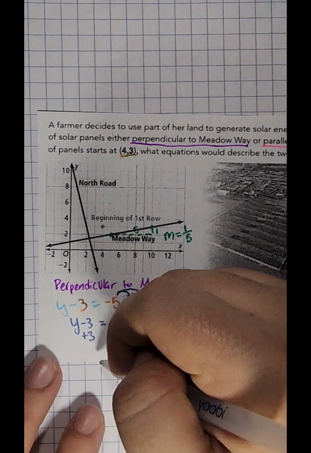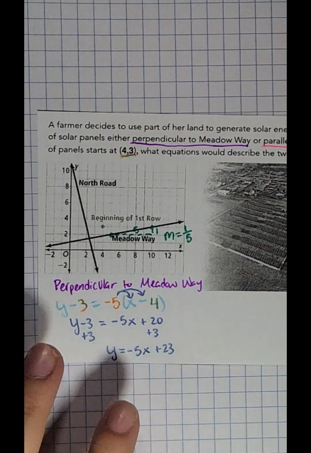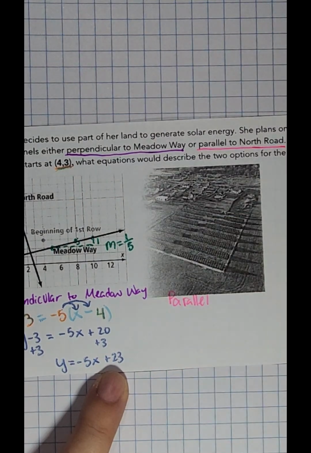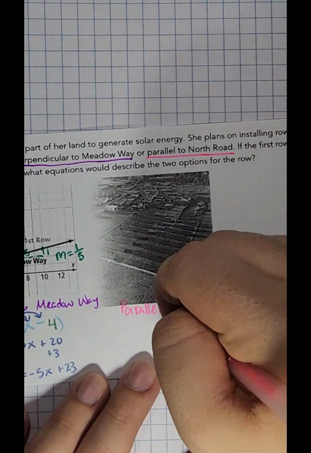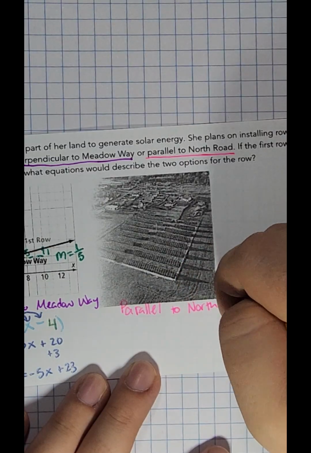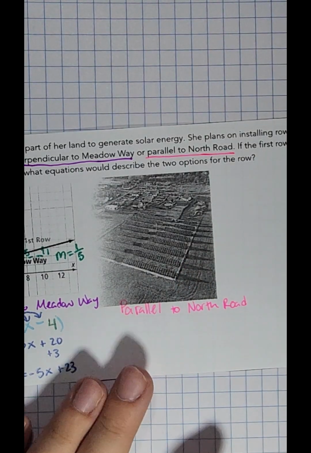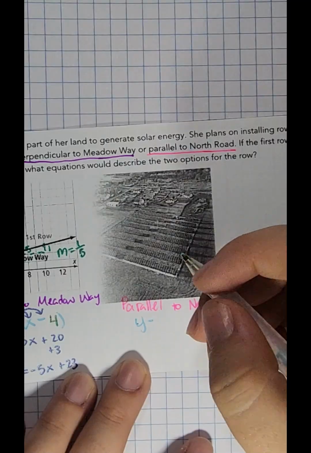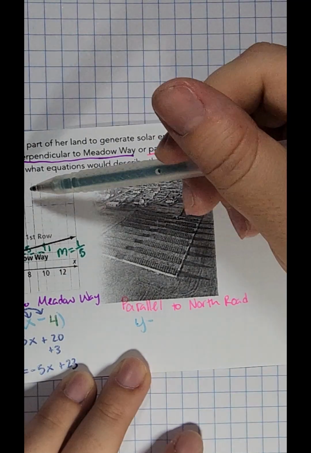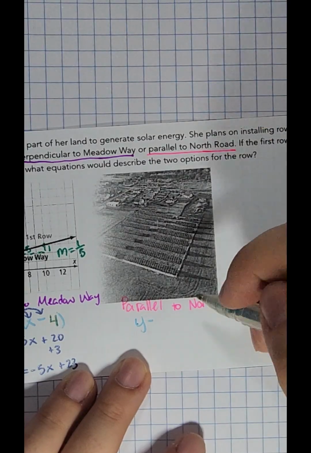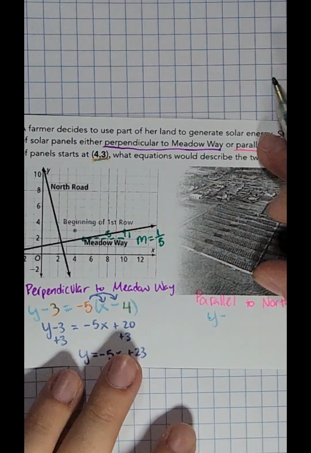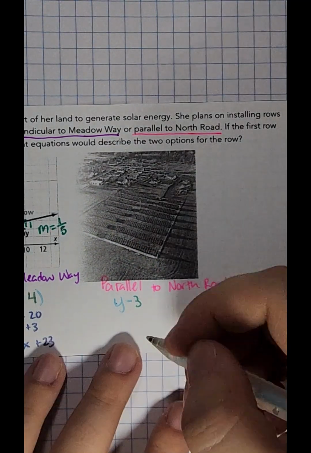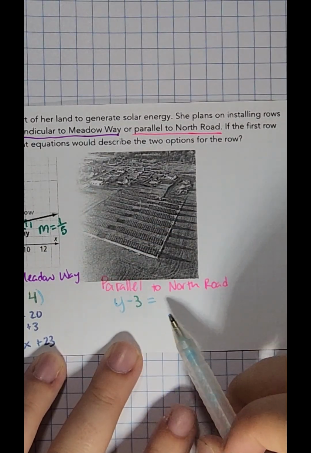Now find the other one, which is going to be parallel to North Road. So if we're doing parallel to North Road, we're again going to be starting with point slope form. So y minus the y coordinate from the point we're passing through, which, oh, you can't see, but that's right here, that 4, 3. So that's y minus 3. And that is equal to, for parallel, we need the same slope.